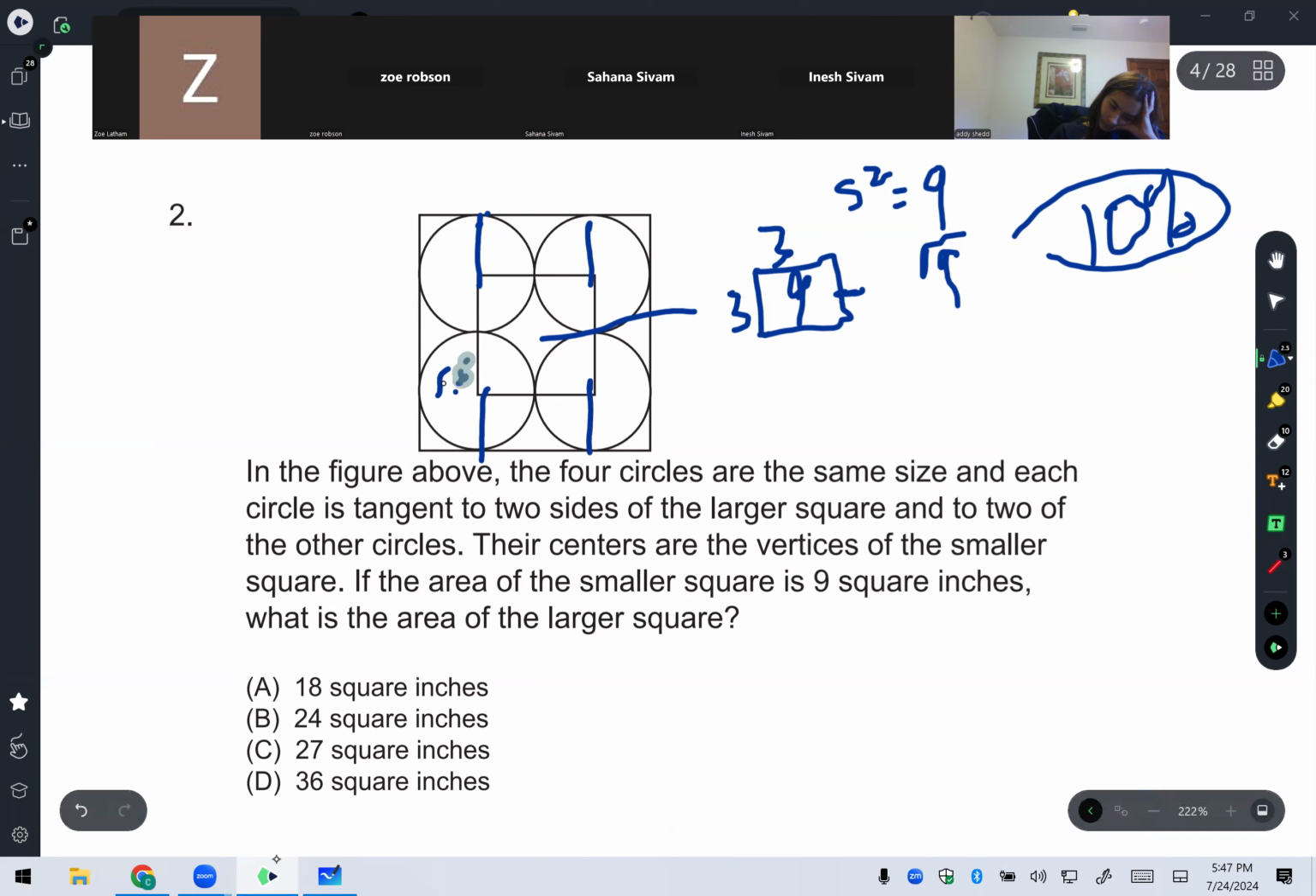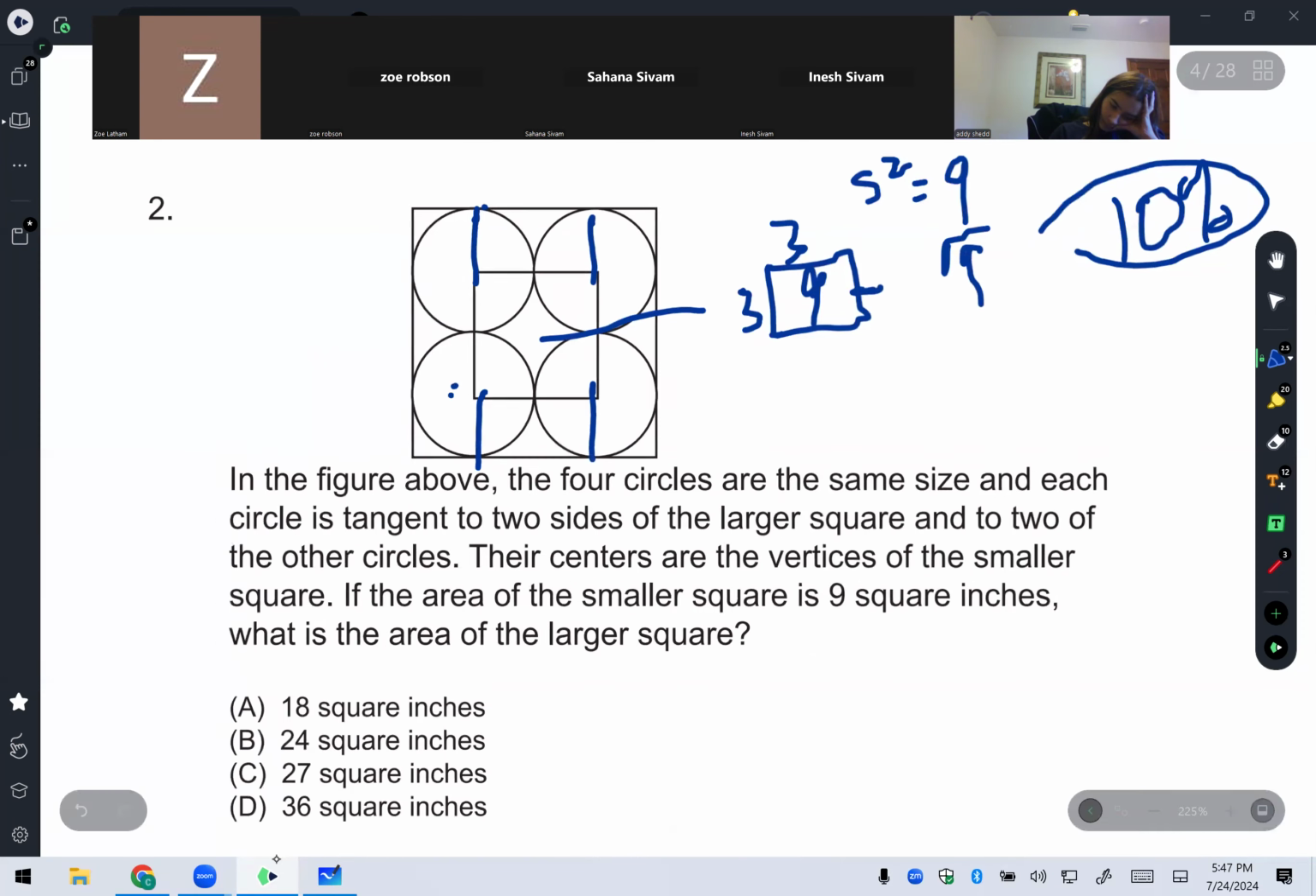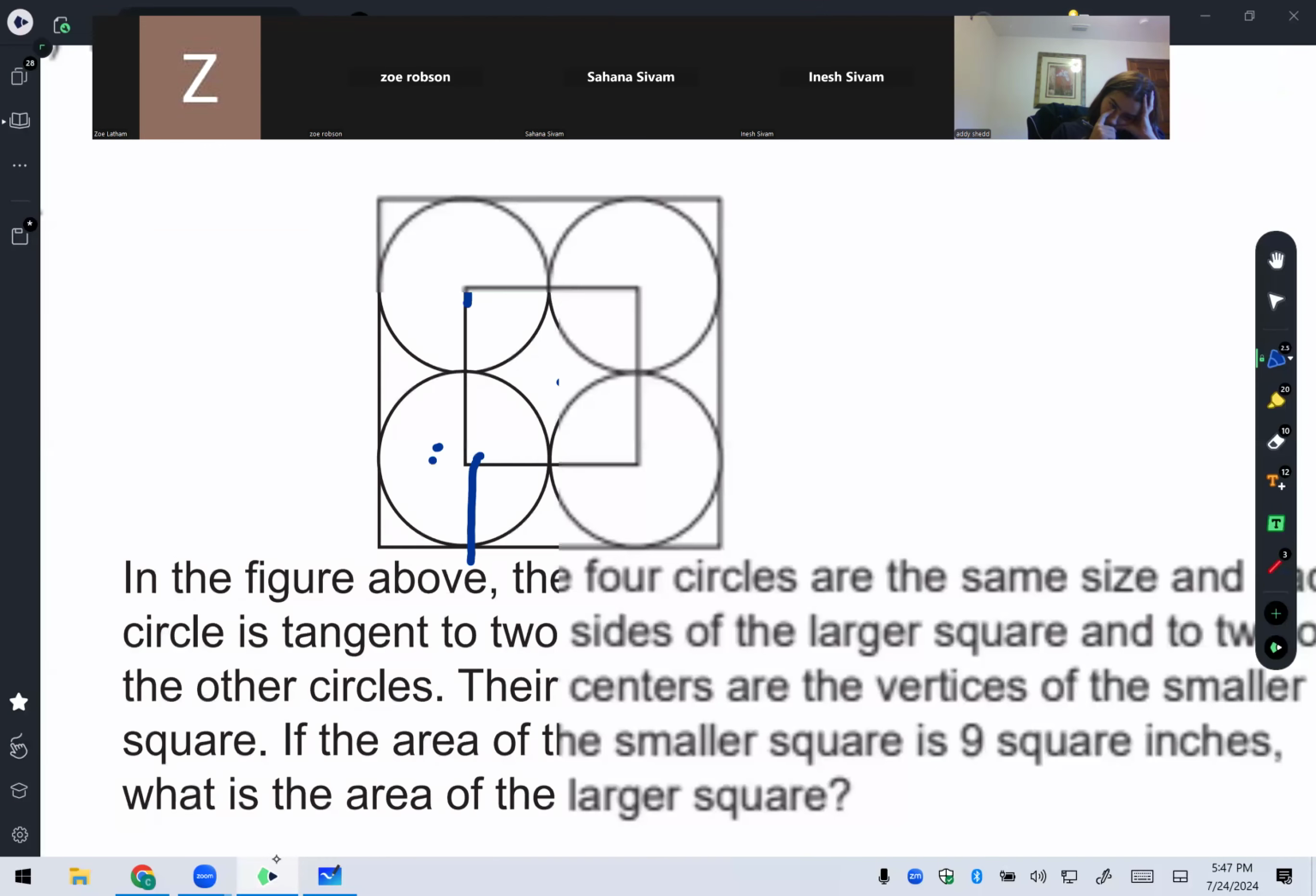Oh, it's so hard to write on this glass. I can zoom you in maybe a little bit. I don't know as though that would help.